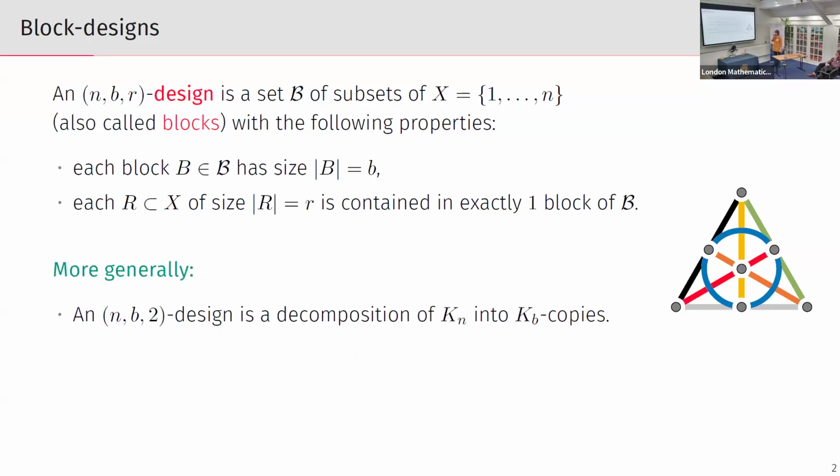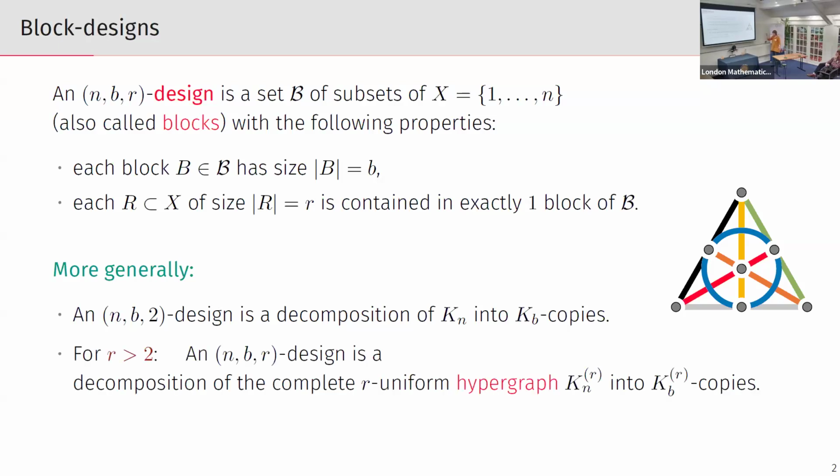Okay. So more generally, whenever this last parameter R is 2, then I get a decomposition of the complete graph on n vertices into copies of the complete graph on B vertices. And when R is bigger than 2, then we have the same thing in hypergraphs. So these are really just decompositions of complete graphs or complete hypergraphs into complete graphs or hypergraphs. And the question is still, when do they exist?